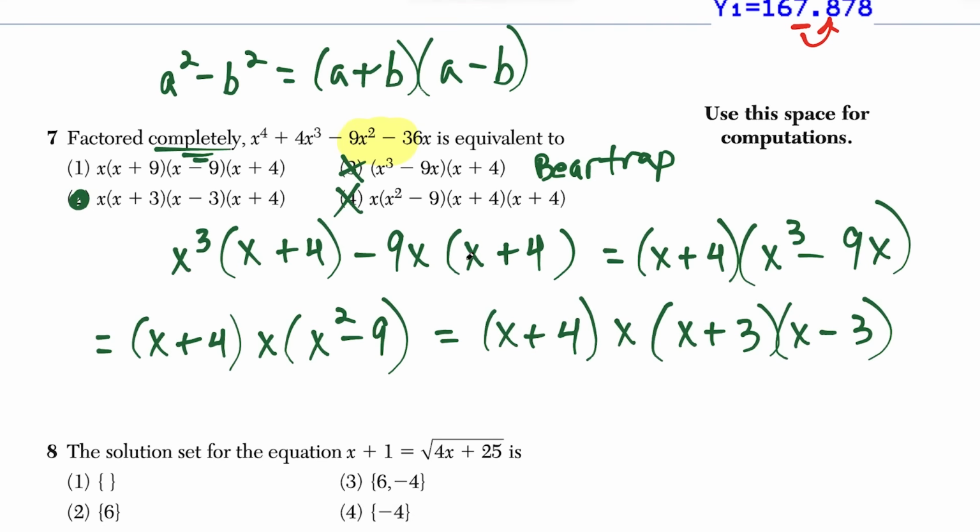X, so we have x plus 3, x minus 3, and the x plus 4. Choice 2 is definitely our answer.